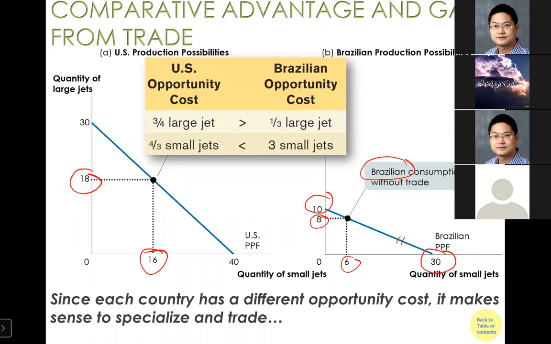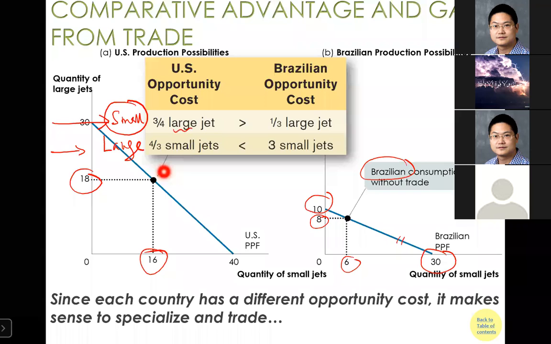We can easily find the opportunity cost for different goods. First, let's find the opportunity cost for the US. Start with small jet. I can write down here, this row is small jet, and the second row is larger jet. Just keep in mind, the first is the opportunity cost of small jet in terms of larger jet. This is the cost of larger jet in terms of small jet.